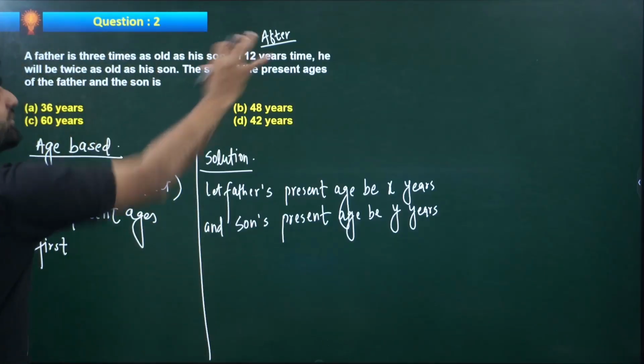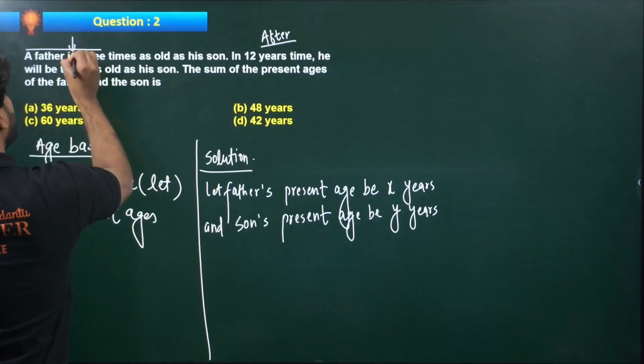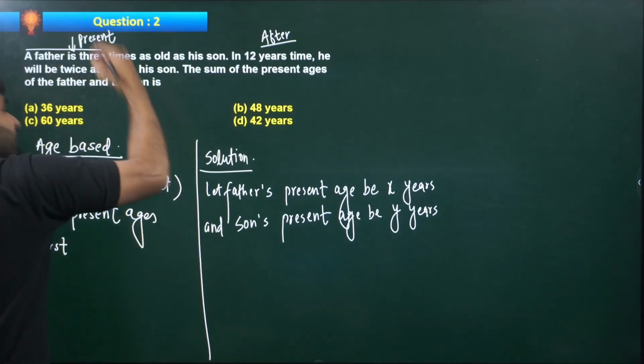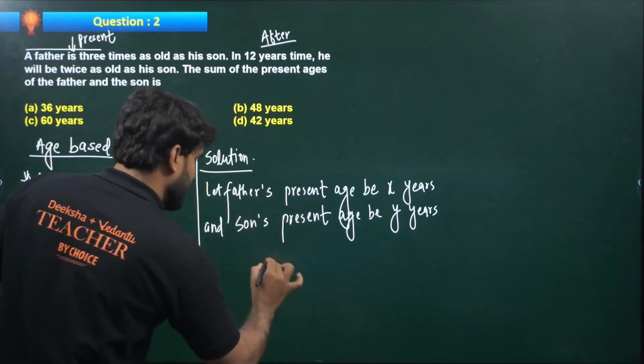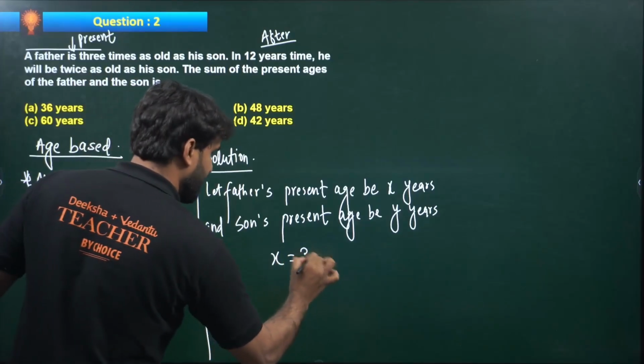Now read the question carefully. A father is, means present, we are talking about the present tense. A father is 3 times as old as his son. So the first information we have is x is equal to 3 times his son's age.